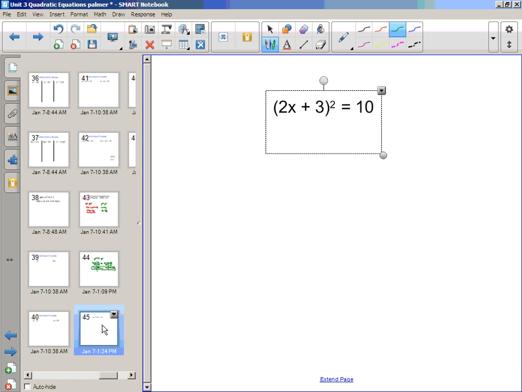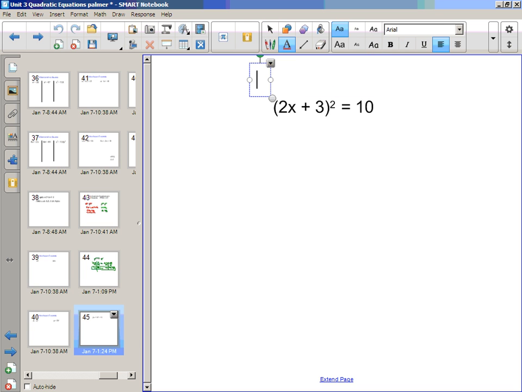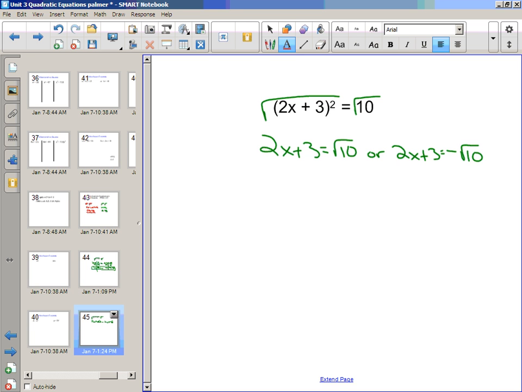Let's go to the next step. All right, what if we have something like this? Same thing, it's a binomial, squared equals 10, but again, you take the square root of each side to get rid of the squared term. That gives you 2x plus 3 equals the square root of 10, or remember, there's always two possibilities. 2x plus 3 equals negative the square root of 10.